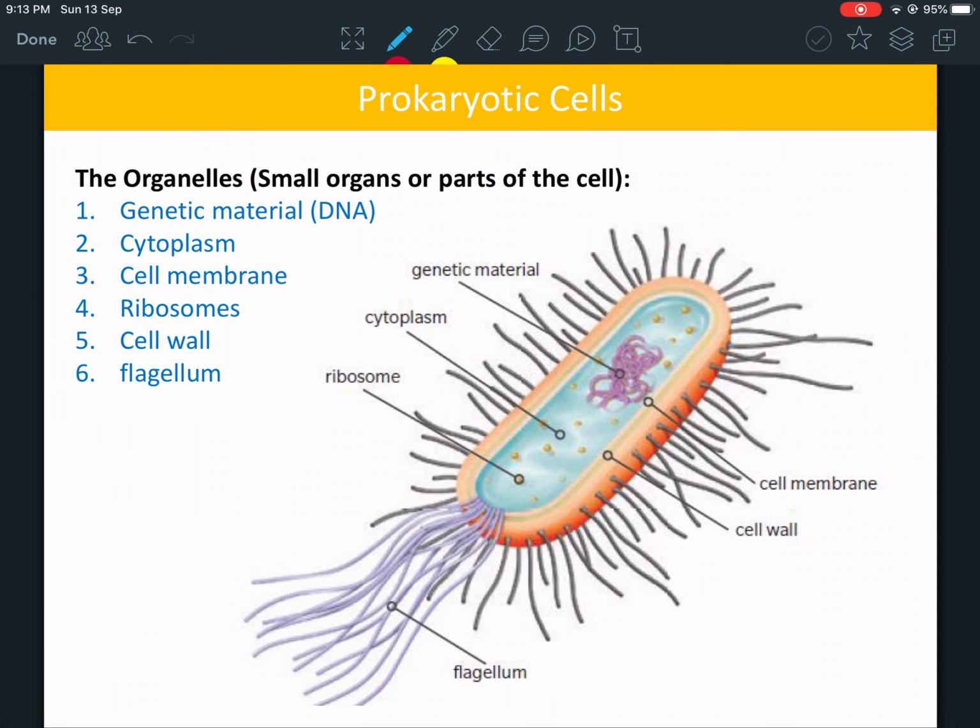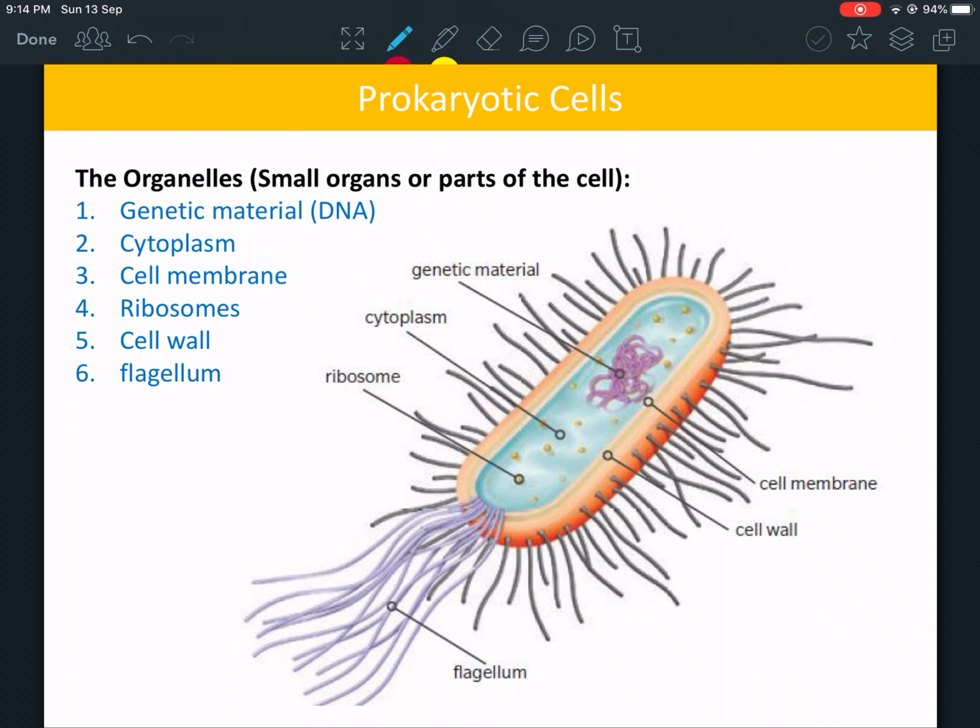So it has these organelles. It has a genetic material, DNA. It has cytoplasm, cell membrane, ribosome, cell wall, and flagellum. Okay, let me show it to you here, and then we're going to go inside and talk about each one. So first of all, this is the genetic material, the DNA. Cytoplasm is all this blue jelly-like stuff. All of that is the cytoplasm. All of the blue. Okay. Ribosomes are these small yellow ones that you see here. These are called ribosomes. And we're going to learn about each one, what it will do.